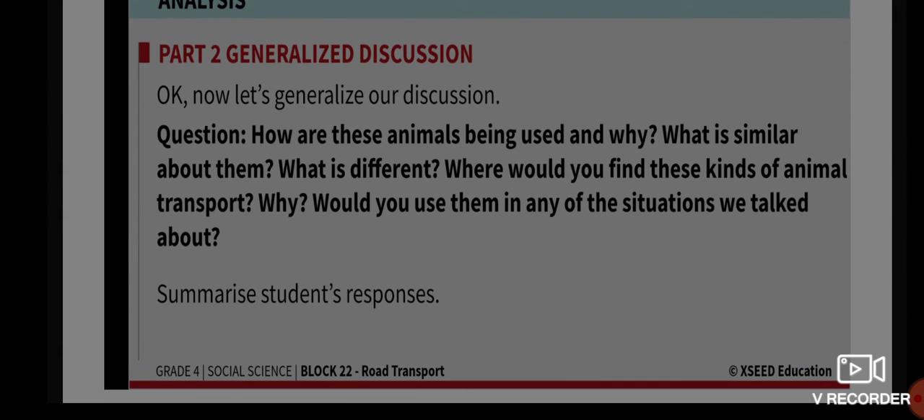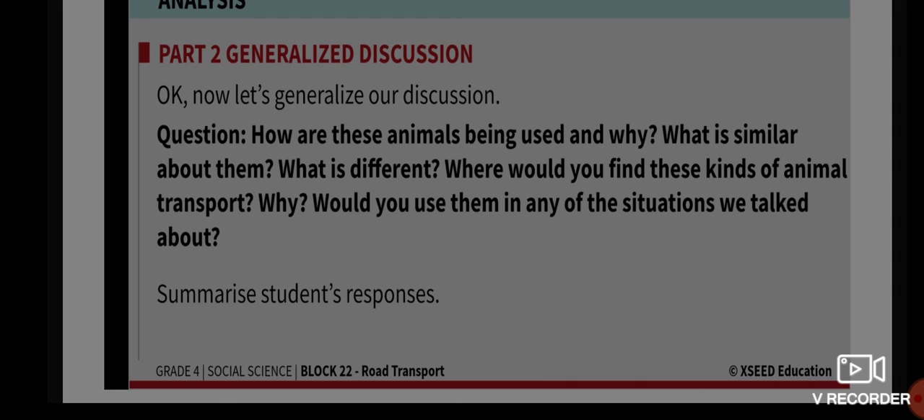Next question: how are these animals being used and why? What is similar about them and what is different about those animals? Where would you find this kind of animal transport? Why? Would you use them in any of the situations we talked about?